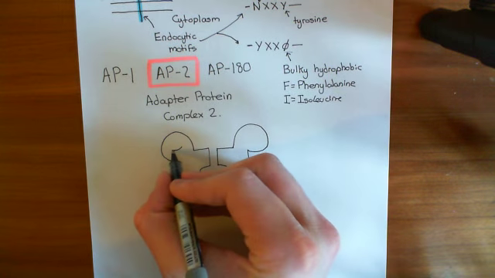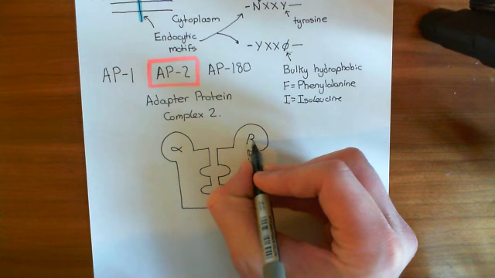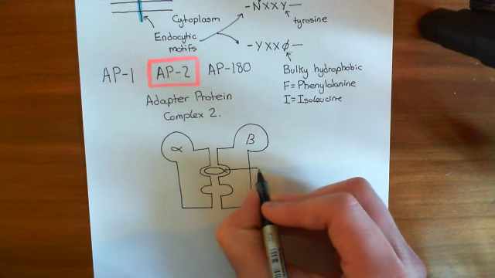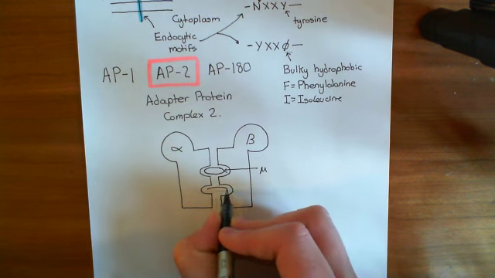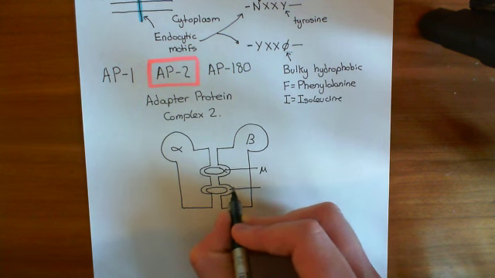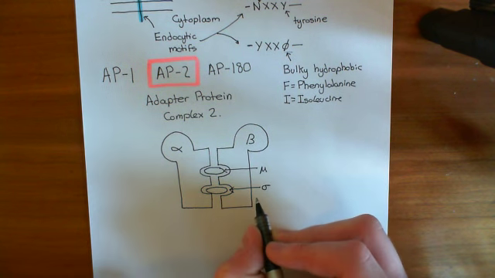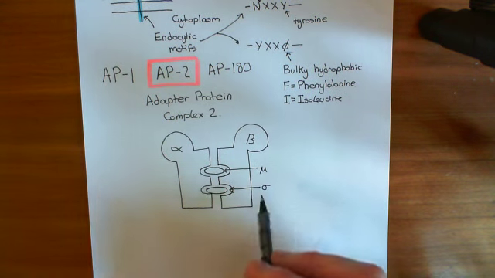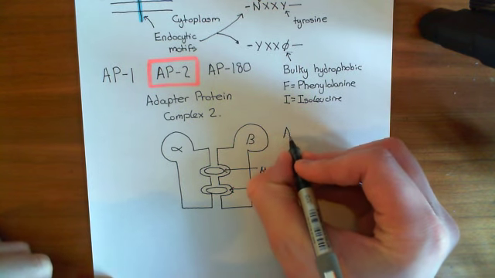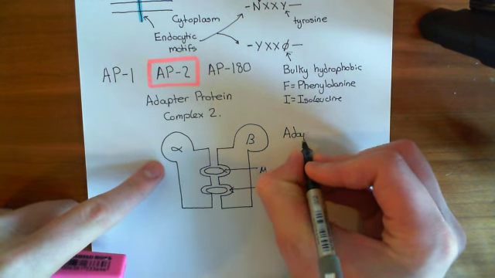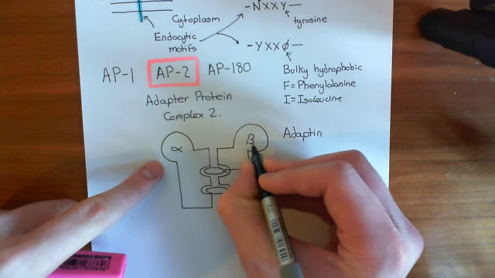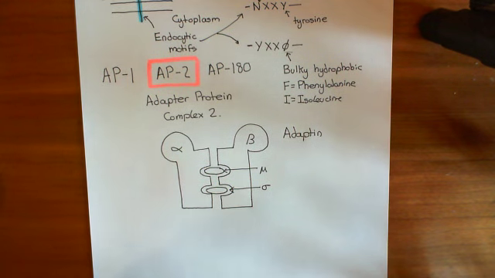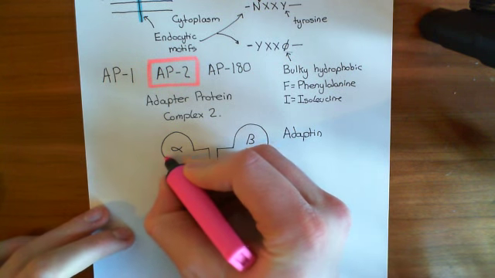So this is the alpha subunit, this is the beta subunit, then you have a subunit sitting in the middle here, known as the mu subunit, and you have another subunit sitting in here, known as the sigma subunit, and this overall is the adaptor protein complex. Right, so each one of these subunits, the alpha, the beta, the mu, and the sigma, are all adaptin proteins. So this is the alpha adaptin protein, this is the beta adaptin protein, this is the mu adaptin protein, and this is the sigma adaptin protein, and they assemble together to make this adaptor protein complex.